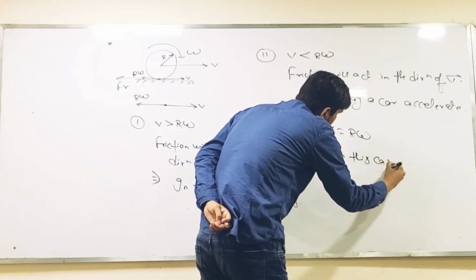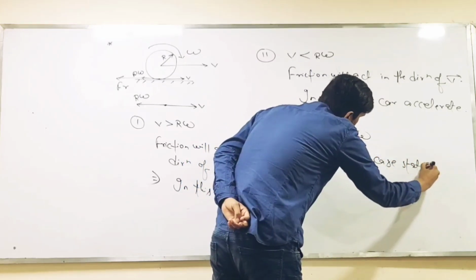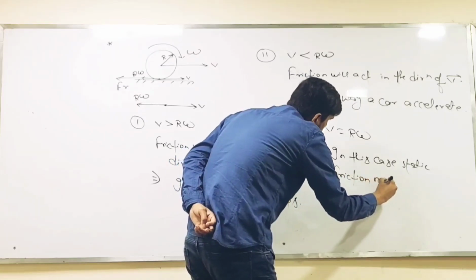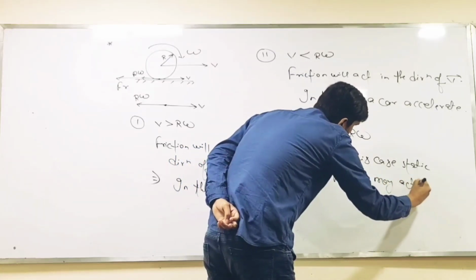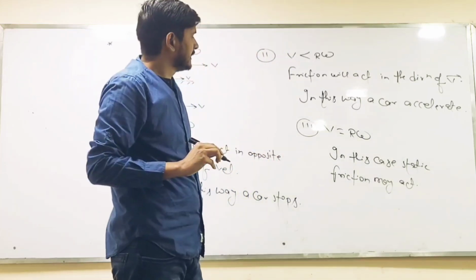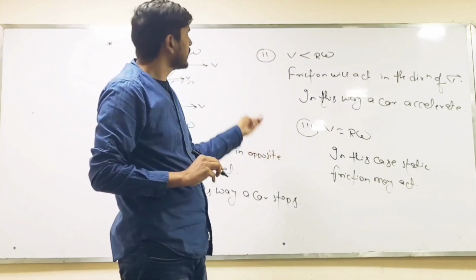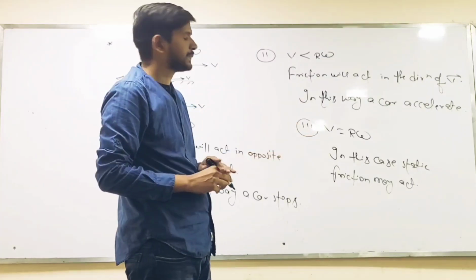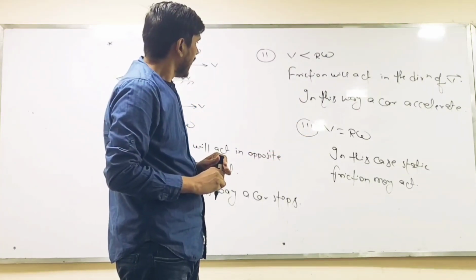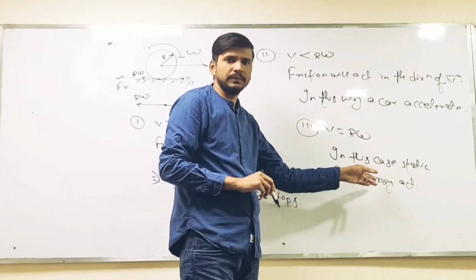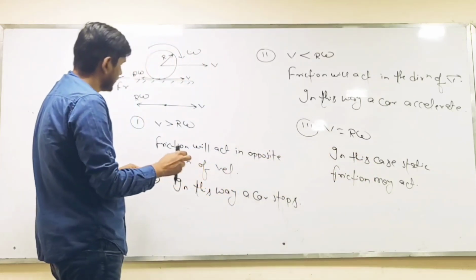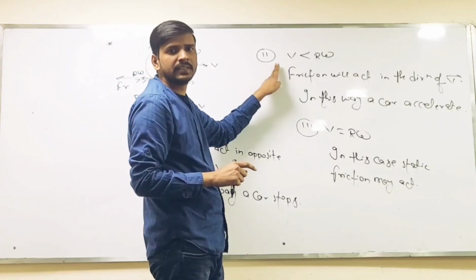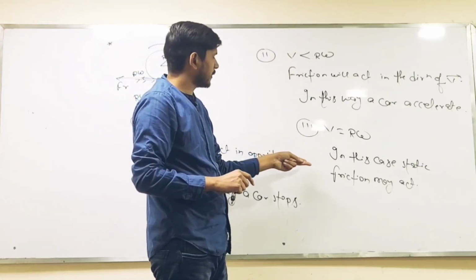In this case a static friction may act, not in this situation but in any other situation a static friction may act. How to find the direction of static friction? We can see the direction of kinetic friction in first case, and in second case. What is direction of static friction?